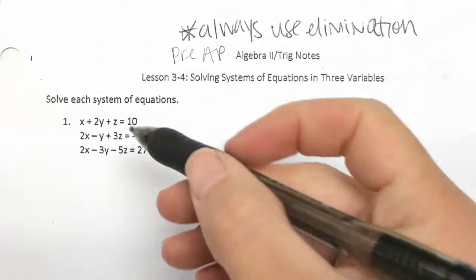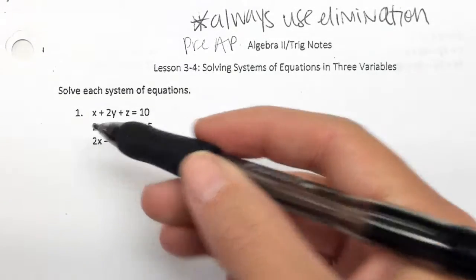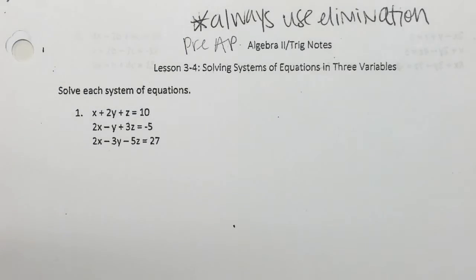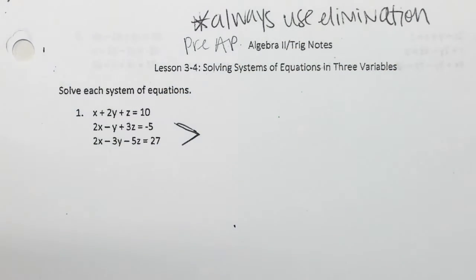Because Y has a 1 too, so does Z. Why is this one easier? Because they have the same what? Coefficient in two of them. So let's start with these two. You can pick any two you want. I'm just picking the second and third one.